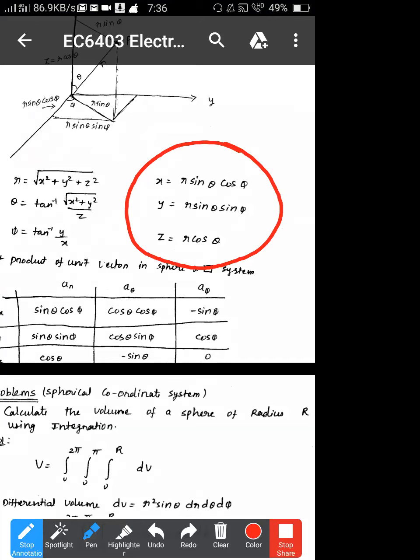Please note down this equation in your notes, if not already done. Your x depends on r, theta and phi. Anyway, I will prove this. And your y depends on r, theta and phi, but the function differs. Here it was cos phi, but here it is sin phi. And in case of z, it depends only on theta. It is independent of phi.